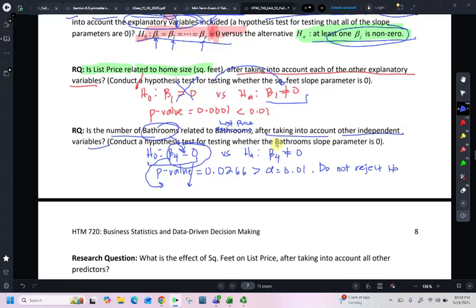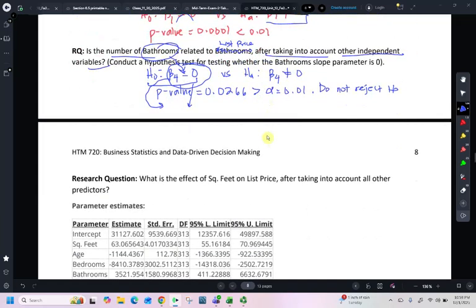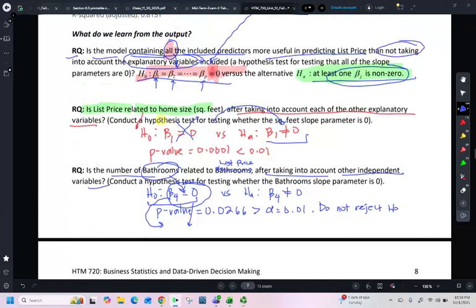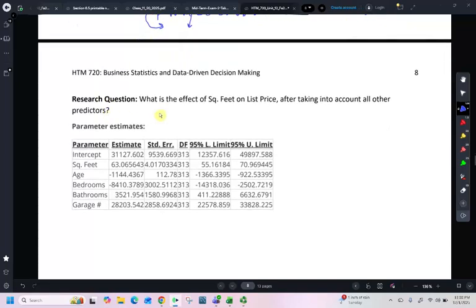When it comes to model fitting, one thing is very, very important. It is that there is no single model that is a perfect fit across the board all the time. According to a very popular saying, all models are wrong, but some are useful. So we have established there that the square footage of a home is very useful for predicting the list price. So how much of an effect is that square feet having on the list price while taking into account all other predictors included in the model?